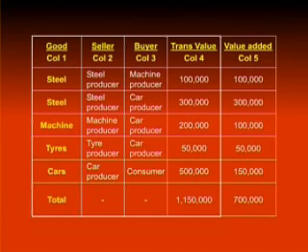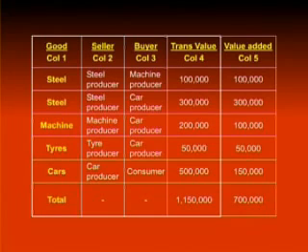Now if you note, for the first transaction in which the steel producer sells steel worth rupees 100,000 to the machine producer, obviously the machine producer needs steel as an input into the production of machines. Most machines use steel as a raw material in producing the machine. Thus in this case, the total value added by the steel producer would be 100,000.